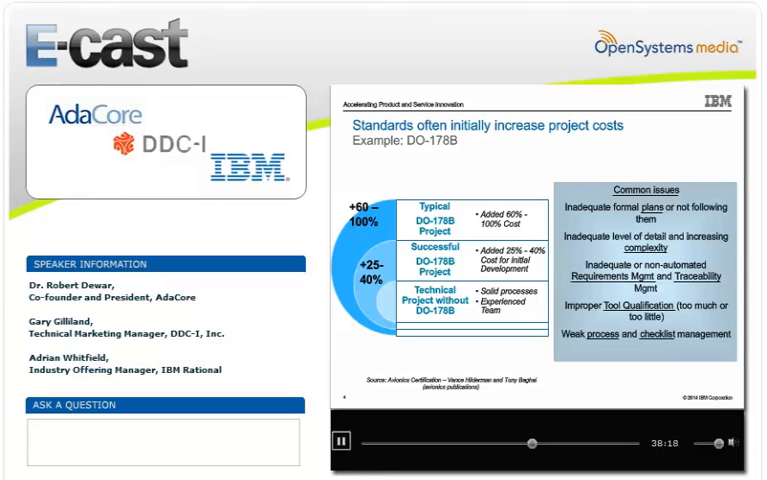So when I say inefficiencies, what am I talking about? Well, I've listed a few on the slide, but it's things like, for example, inadequate formal plans or not following them. A common inefficiency is not having good plans and then subsequently following those not very good plans as well. So that's not good. Inadequate level of detail and increasing complexity. As we've talked about, these new UASs are going to be very complex. Perhaps we're going to add new levels of automation to them. It's going to be a complex and very sophisticated system.